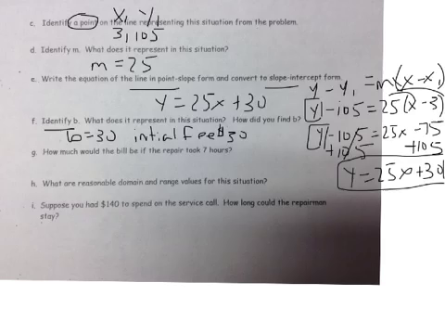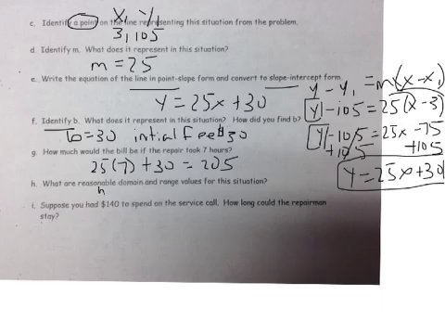How much would they charge for 7 hours? So that would be 25 times 7 hours plus the $30 fee. And that comes out to be 205. Let me double check that in my calculator real quick. 25 times 7 plus 30. Yeah, 205.